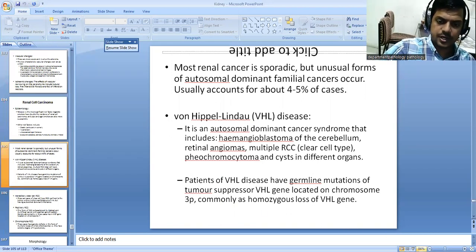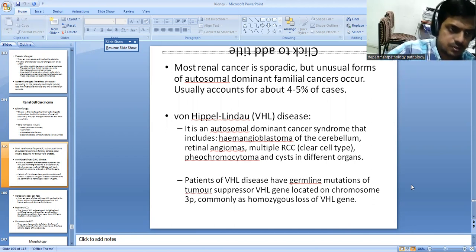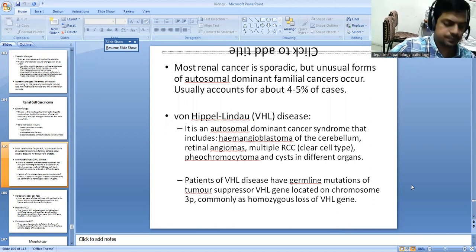Most renal cancer is sporadic, but unusual forms of autosomal dominant familial cancers occur, usually accounting for about 4 to 5% of cases. Von Hippel-Lindau disease.